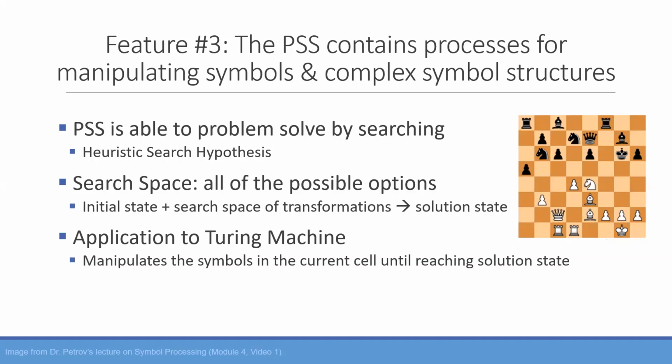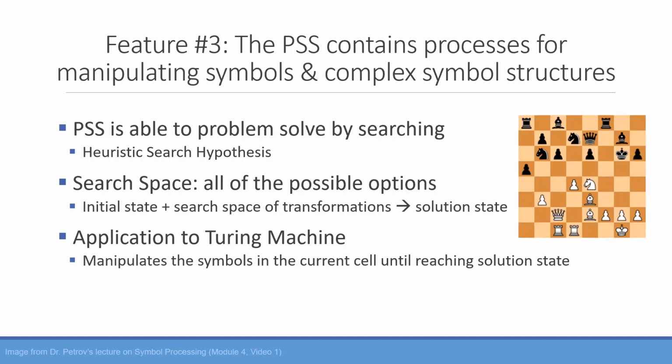So all the possible modifications are called the search space. So you have the initial state of how the symbol structure starts, and you apply these transformations from the search space until you reach a solution state. The heuristic search hypothesis uses algorithms to do this in a non-exhaustive way.